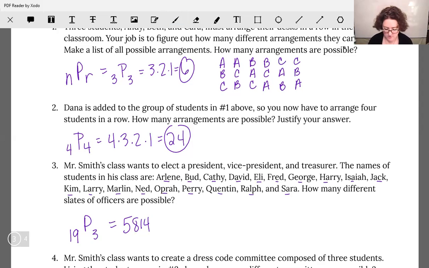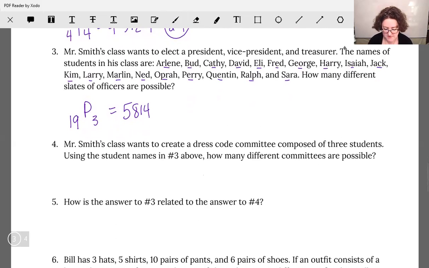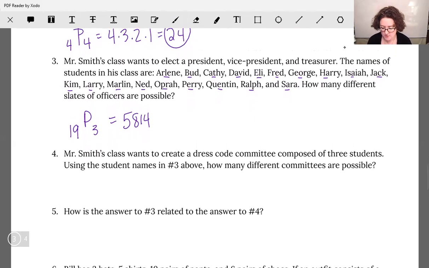All right, problem number 4. Mr. Smith's class wants to create a dress code committee composed of 3 students. Using the student names in number 3 above, how many different committees are possible? So again, if we use all possible 19 students, well, does order matter if it's just a committee? No, it's just a group of students working together. So now we're going to do 19 choose 3. So again, change up how you plug it in on your calculator. That's going to come out to 969 different committees that you could create.